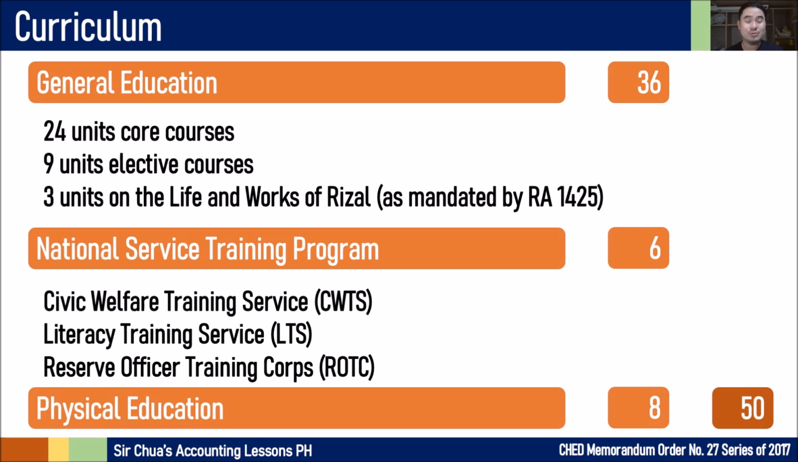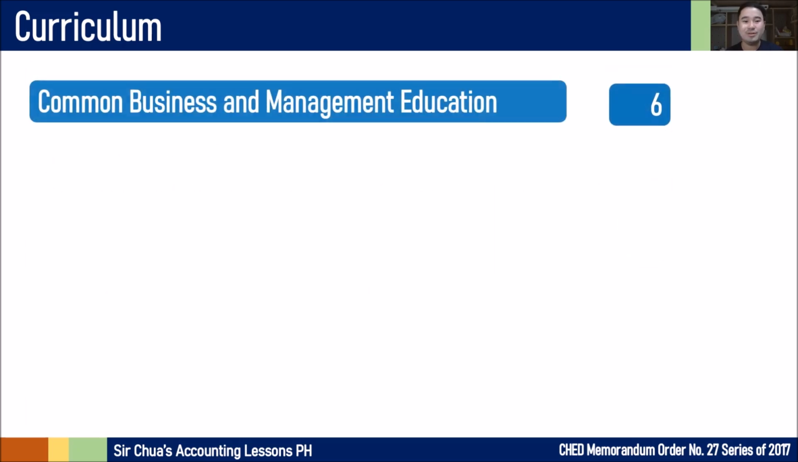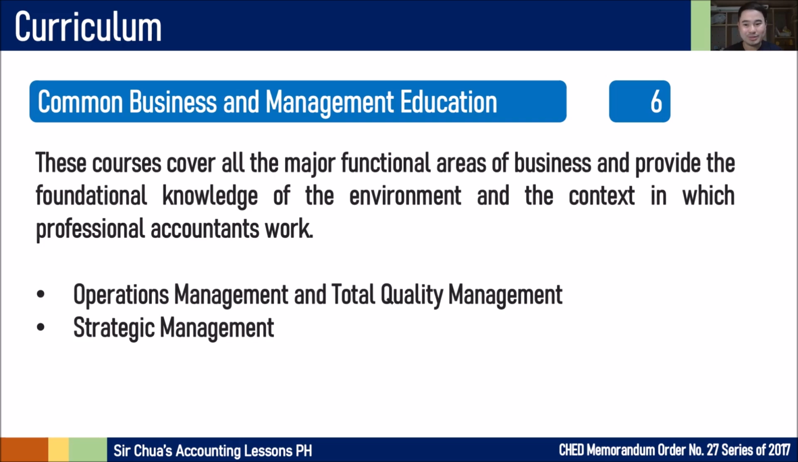Let's now go to the one that is more related to you, no? Ito na po. First 6 units na related sa inyo na closely as a BS Accountancy student is the 6 units of Common Business and Management Education courses. These courses cover all of the major functional areas of business and provide the foundational knowledge of the environment and the context in which professional accountants work. These 6 units na ito, by essence, hindi talaga sila accounting subjects. Sila ay business and management subjects.